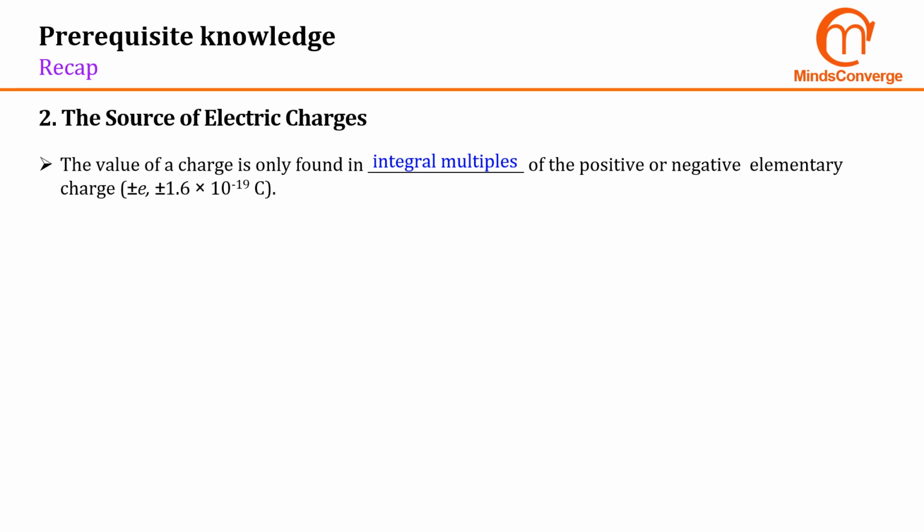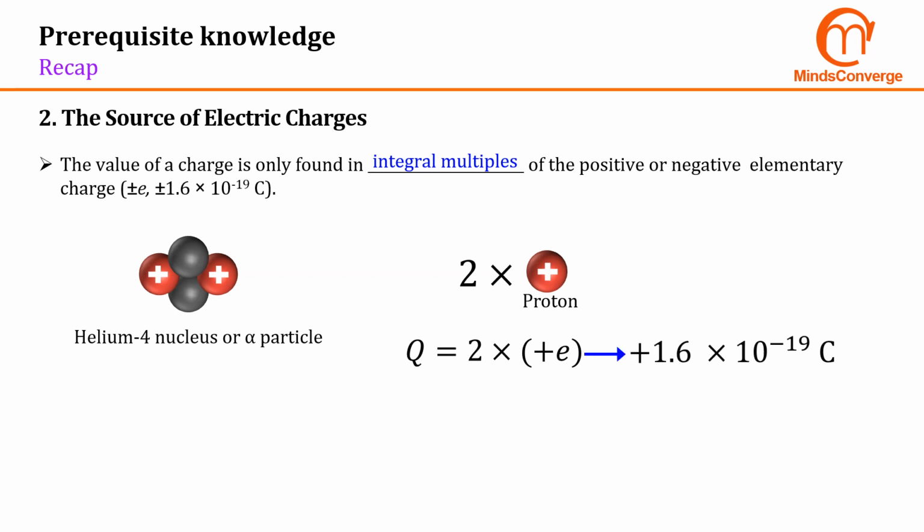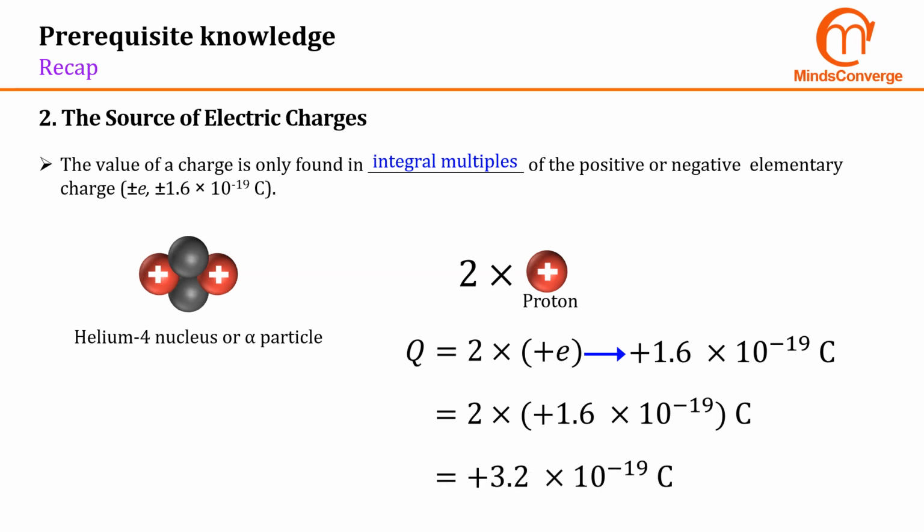For example, the helium-4 nucleus, also called an alpha particle, consists of two protons. A proton carries a positive elementary charge, e. So, the charge of the helium-4 nucleus Q is positive 2e. The elementary charge has a value of 1.6 times 10 to the power of negative 19 coulomb. Substituting the value of the elementary charge, we get the charge of the helium-4 nucleus is positive 3.2 times 10 to the power of minus 19 coulomb.